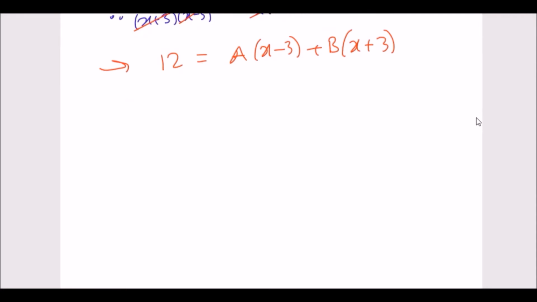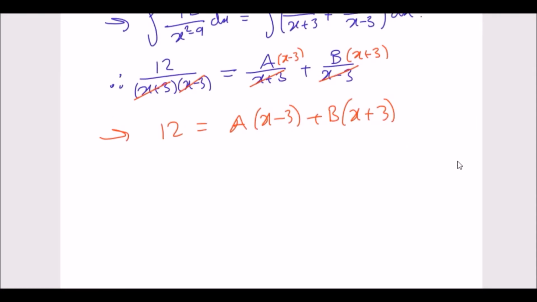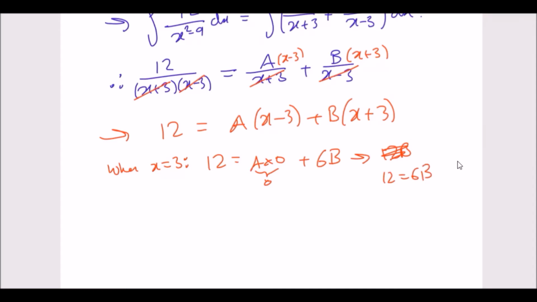Now to actually get these values of a and b, just substitute some values. So let's substitute x equals, I don't know, 3. When x equals 3, what happens? On the left side we still get 12. On the right side we get a times 3 minus 3, so this is 0. So a times 0 is 0, so this is all 0. Then we have b, and inside we got 3 plus 3, which is 6, so we got b times 6, which is 6b. So we're left with 12 equals 6b, and so dividing by 6 we get b equals 2.